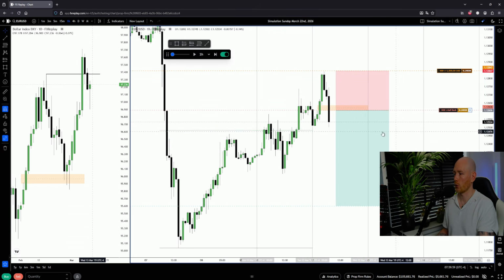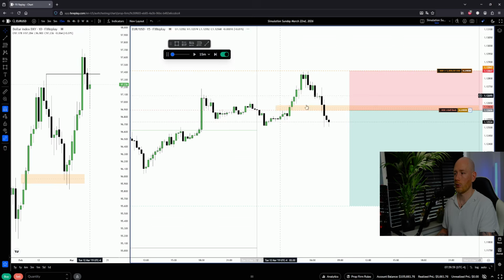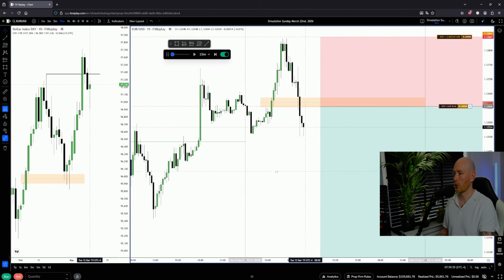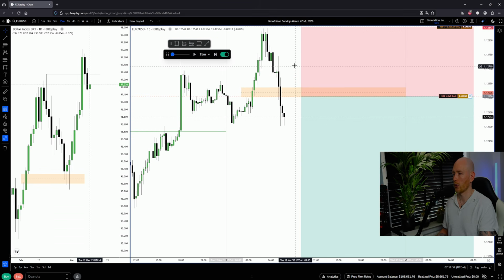But this looks like a very solid setup. Let's go to the 15. See if we can get the retrace back into this gap and then see if it runs lower.